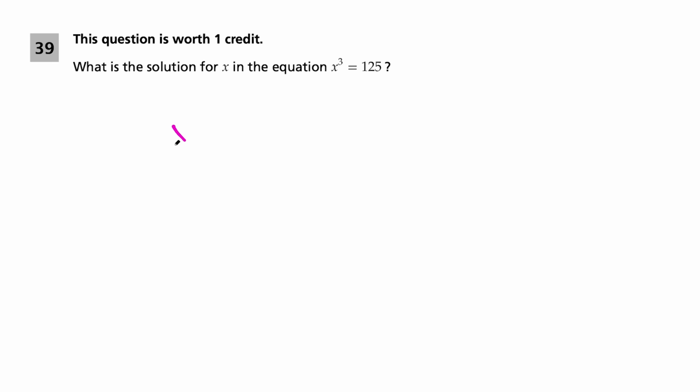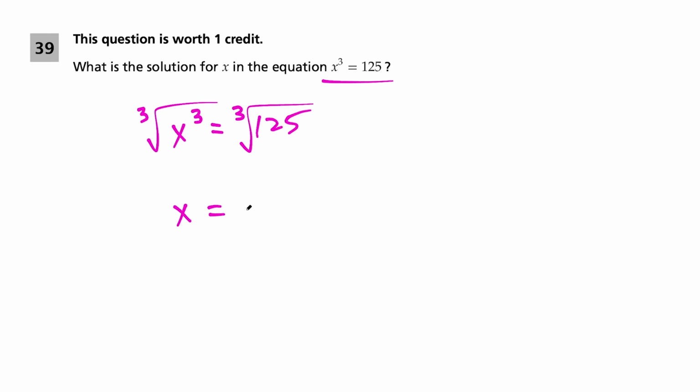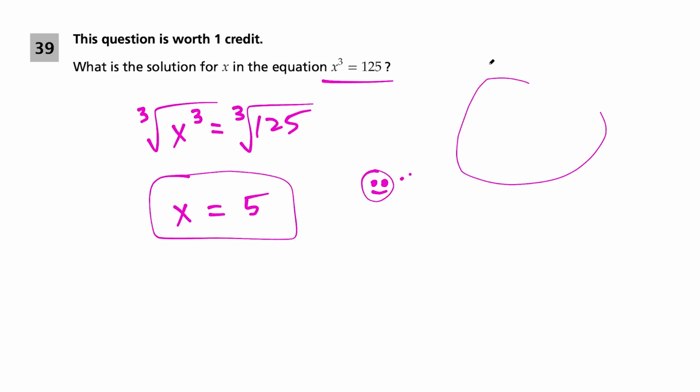So for question 39, this question is so easy it's difficult. We want to solve for the value of x in this equation, x to the third equals 125. Just know the opposite of raising something to the third power is taking the cube root of it. So if we take the cube root of both sides, that's going to tell us what x is equal to. And x is equal to the cube root of 125, which would be equal to 5. If I wanted to do this in my head, how do I know that this is correct? If I raise 5 to the third power, or multiply it by itself 3 times, this would give us 125. So this answer checks out.